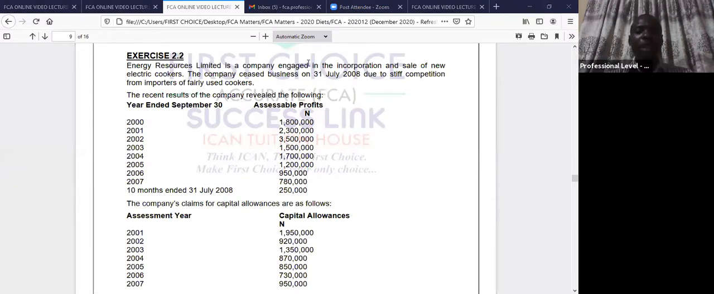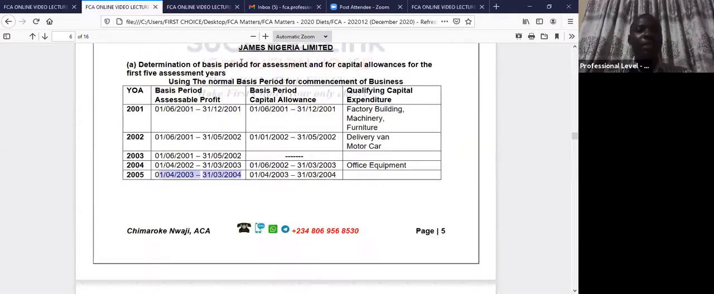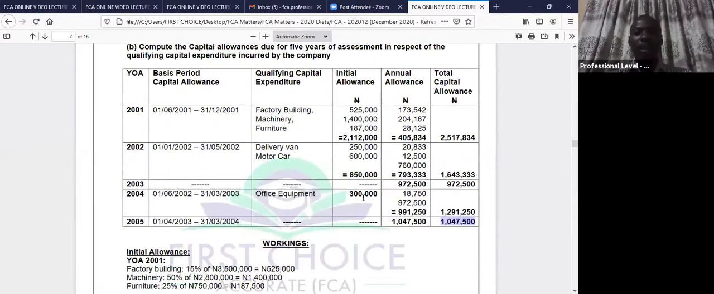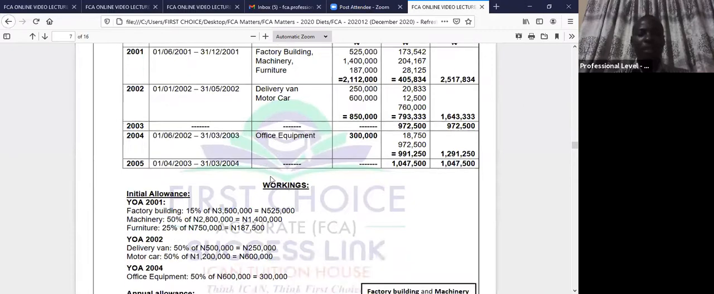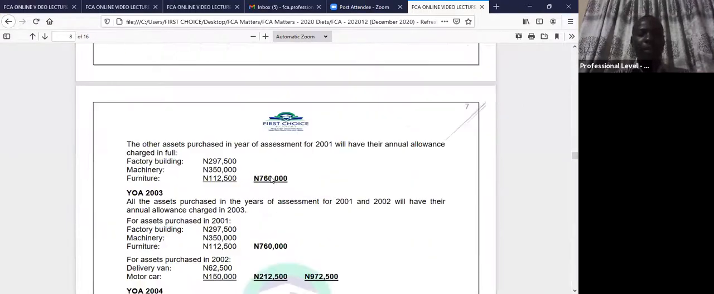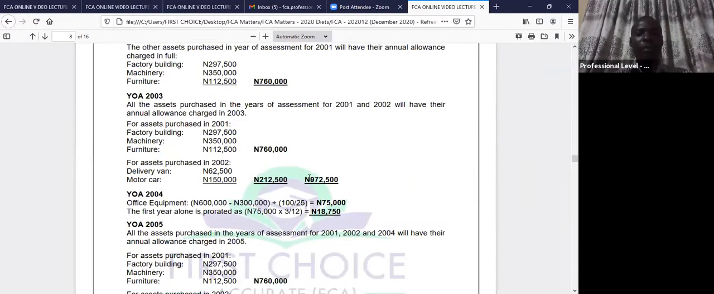Somebody is asking me, how did I compute the capital allowance for year 3? And we arrive at 972,500. The computation is there already. There is the computation here for 2003. Look at it here.